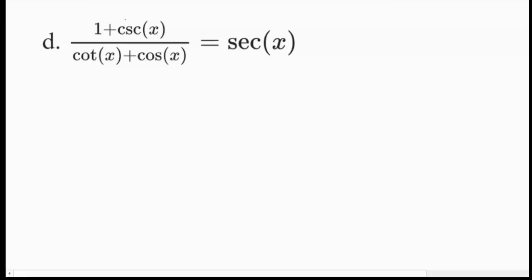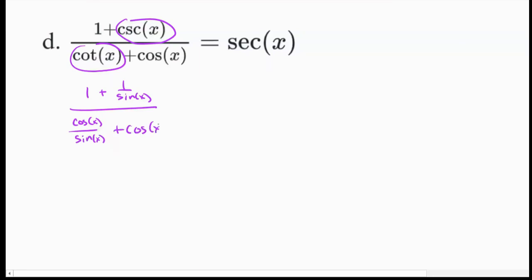My first vision when I see cosecant or cotangent, those are reciprocal functions that I can actually replace. I'm going to go ahead and do that and make it 1 over sine of x for that. And then cotangent is cosine over sine of x.